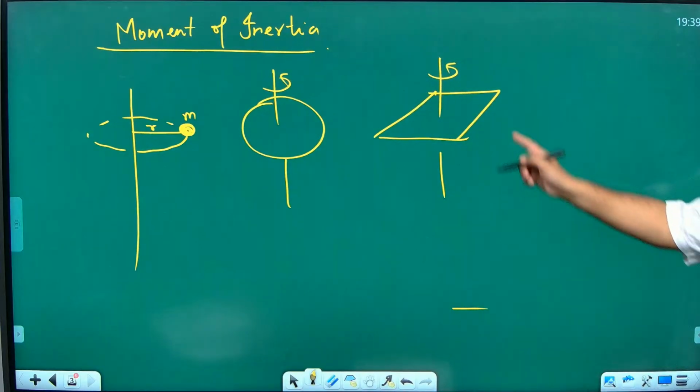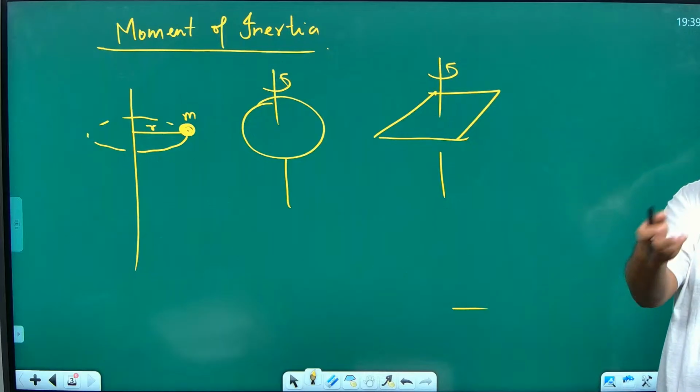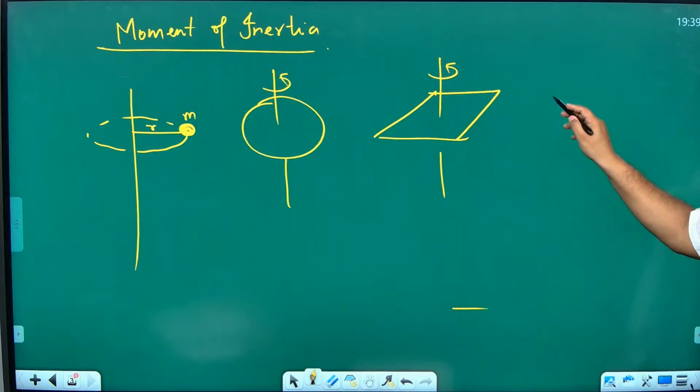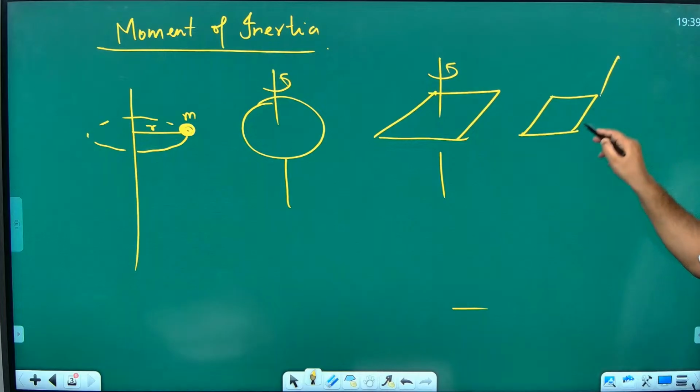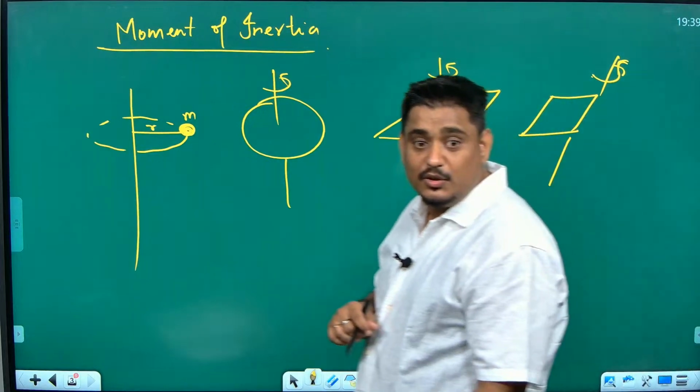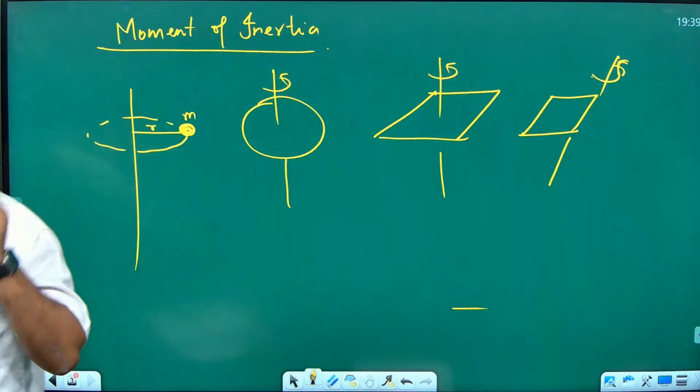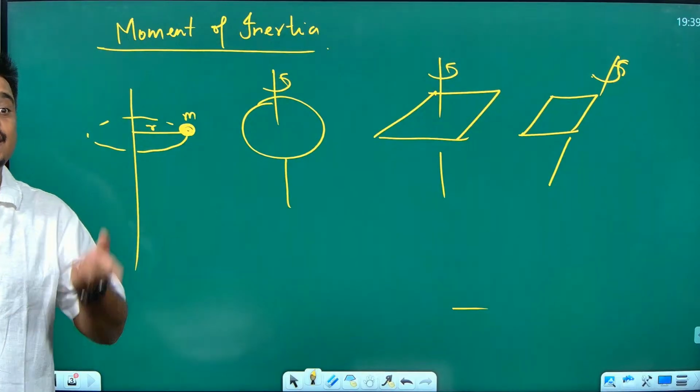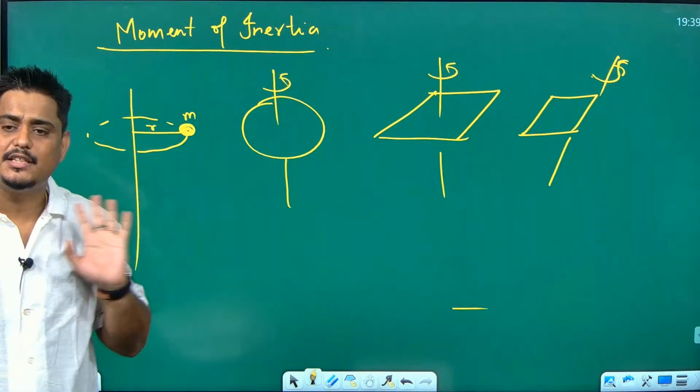How it is rotating, you are able to feel, no? Like you can put a notebook and rotate it in your hand. I can have the same square lamina rotating like this. How will it rotate? Like a flag rotating on a pole. So in each case, how the body rotates determines what its moment of inertia will be.